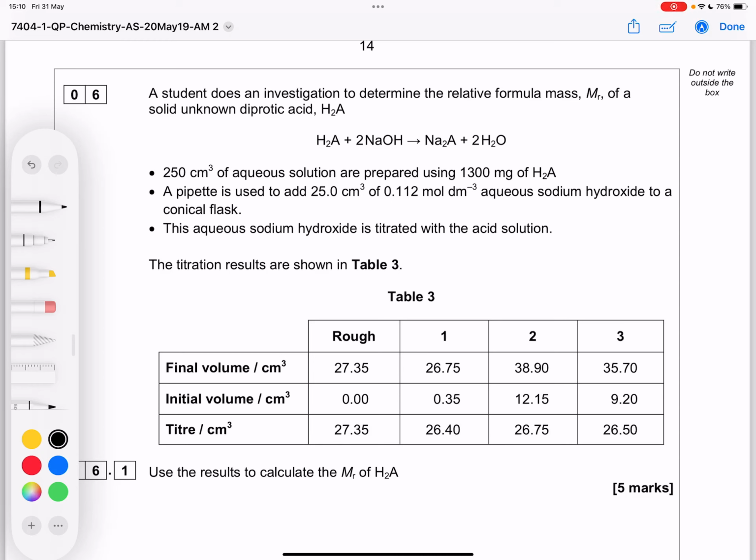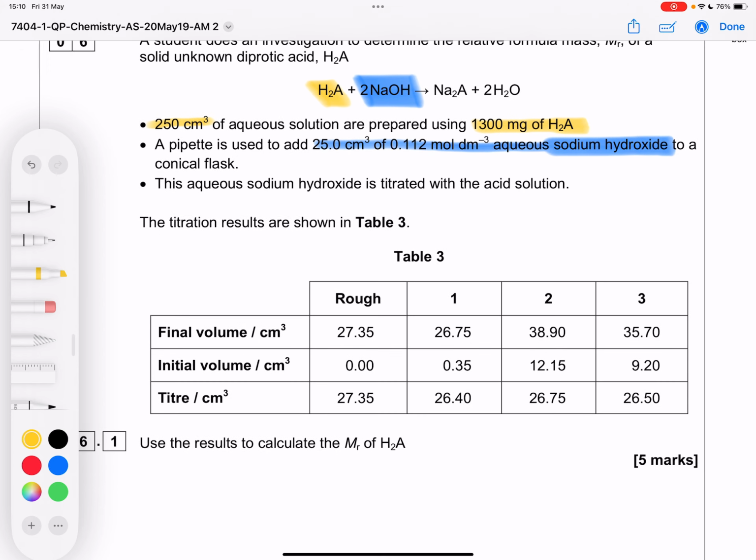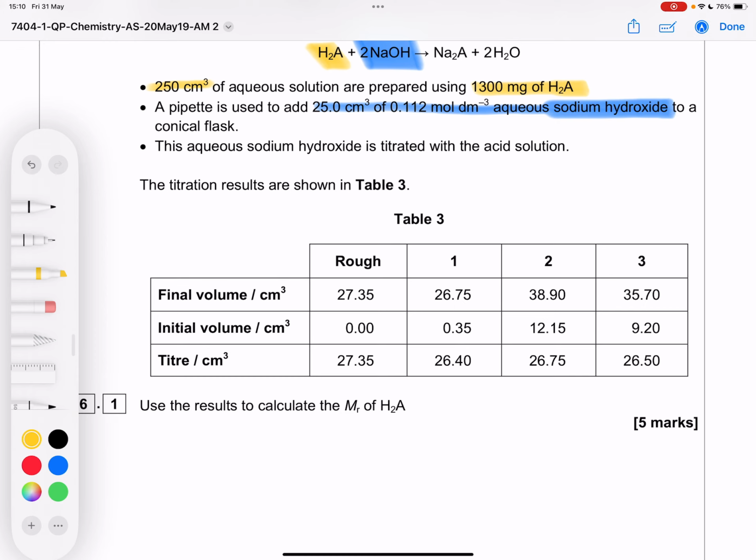A student does an investigation to determine the relative formula mass, Mr, of an unknown solid diprotic acid, and they've given us a balanced equation. So we've got the acid here that we're trying to find the Mr of, and sodium hydroxide. They've told us that they've prepared 250 cm³ of the acid using 1,300 milligrams, and they've then pipetted 25 cm³ of a certain concentration of sodium hydroxide into a conical flask and titrated it with the acid, which means that these volumes are of the acid.